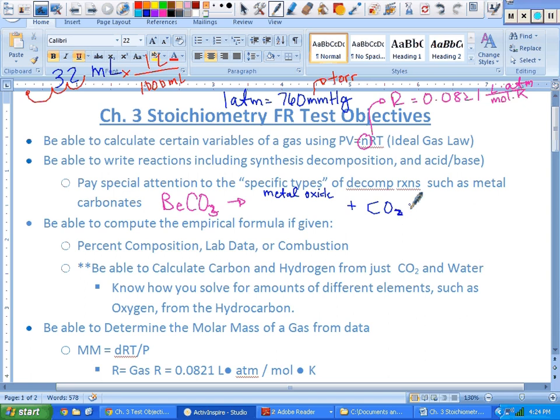Very good. Why BeO? First of all, beryllium's your metal, and they're both the +2 and -2. So that would be your answer.